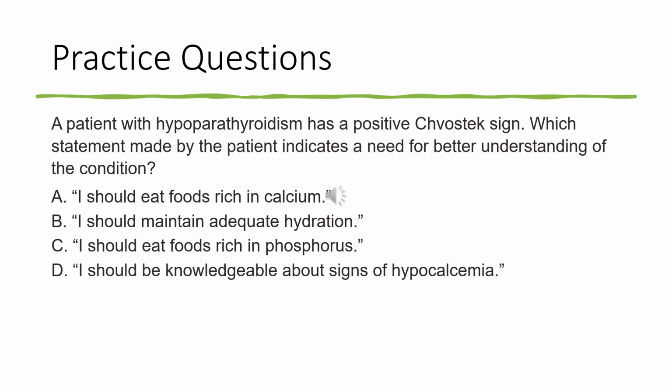So the answer is C. Phosphorus binds with calcium, and it will continue to decrease that calcium further. So we know with hypoparathyroidism you have low blood calcium, and we do not want it to go lower. So your answer is C. C is the correct one.